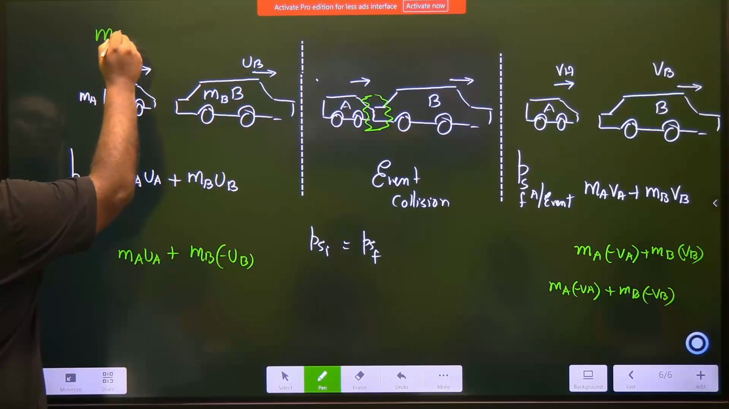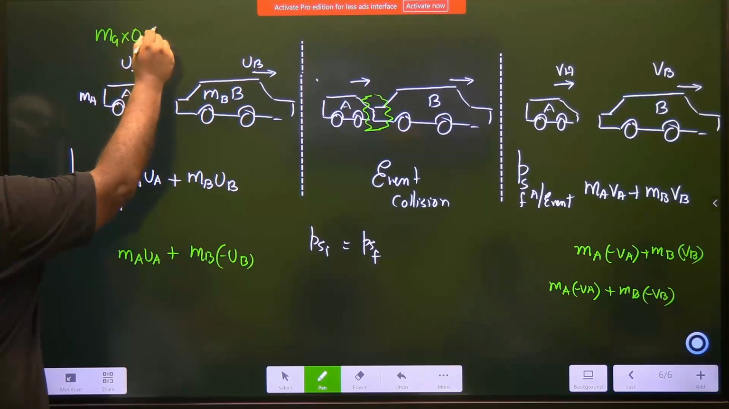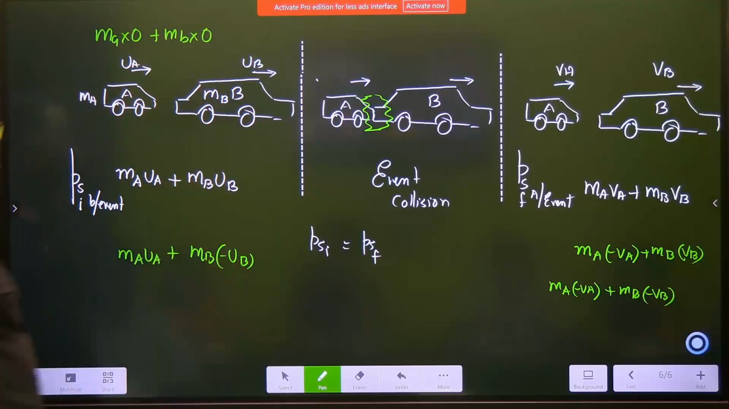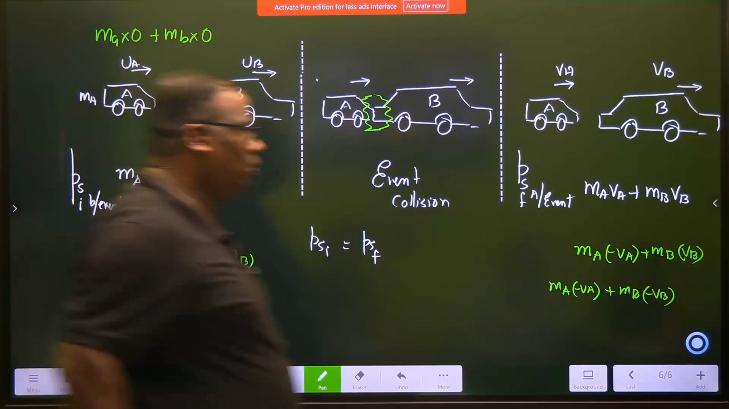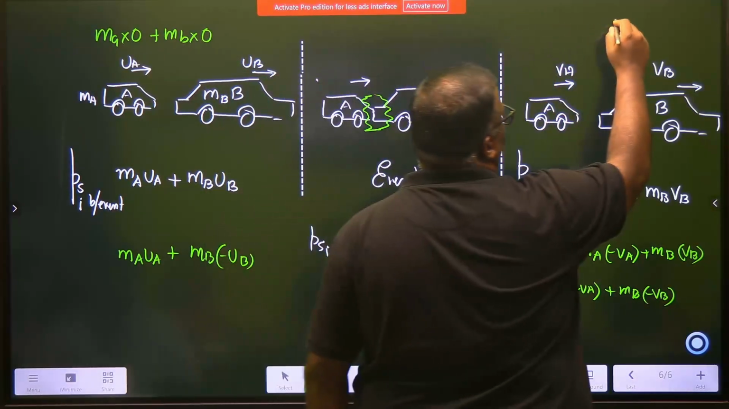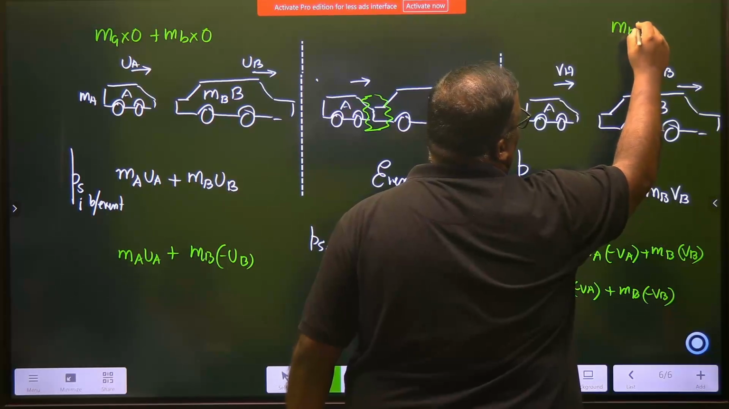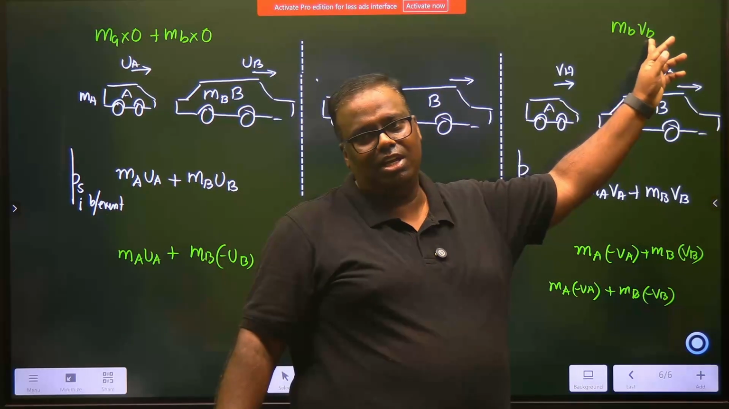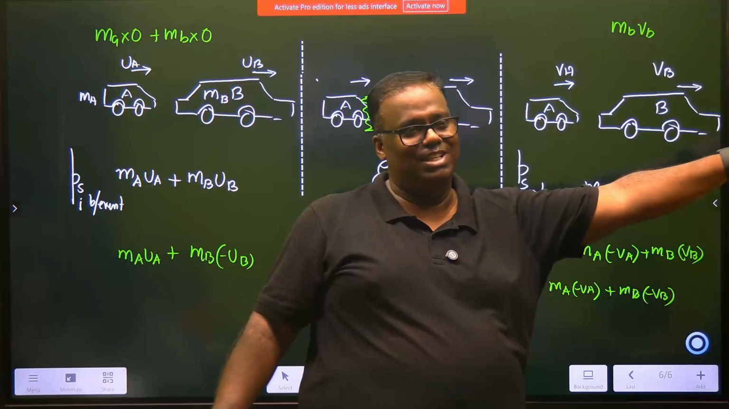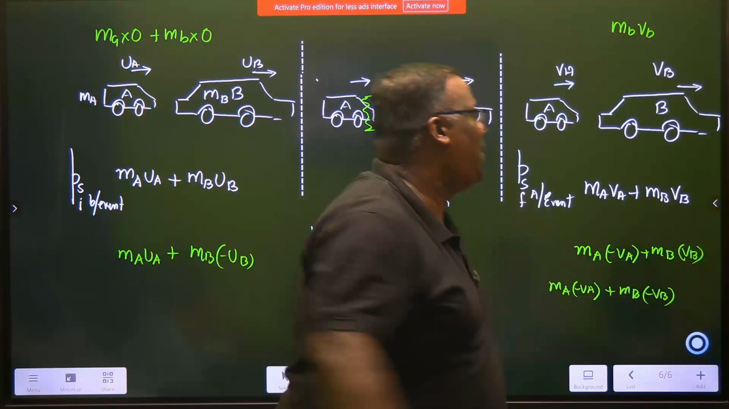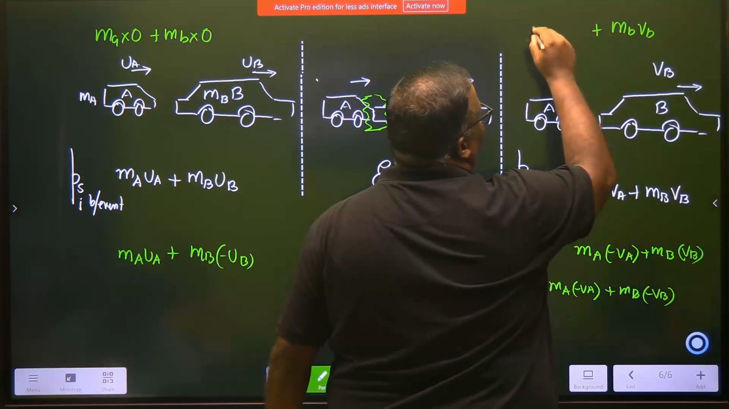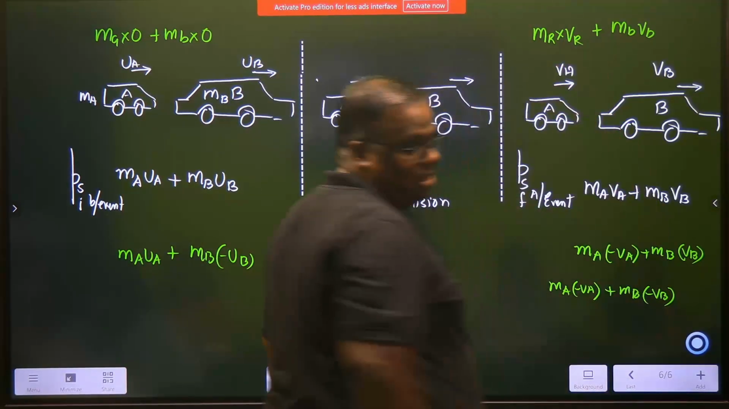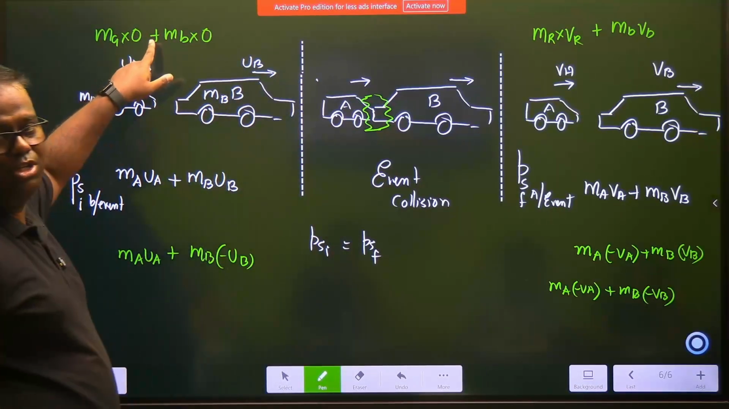Mass of the bullet into velocity of the bullet, plus mass of the rifle into velocity of the rifle, should be equal to 0. Sir, who gave you the right to put positive? Arey, the bullet will always go in this direction. This value will become 0.